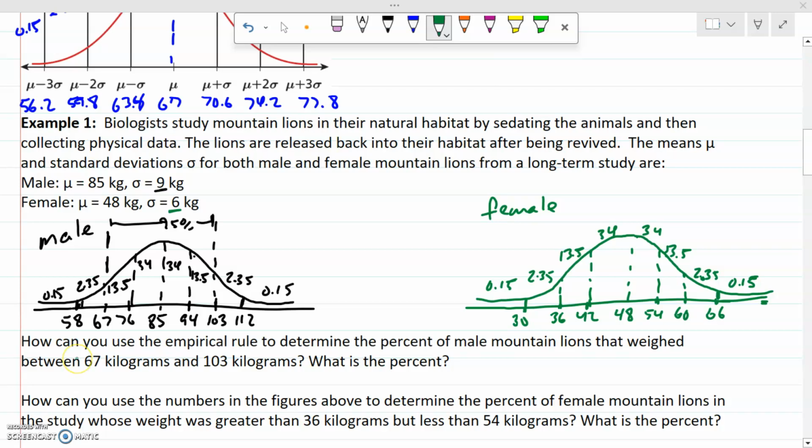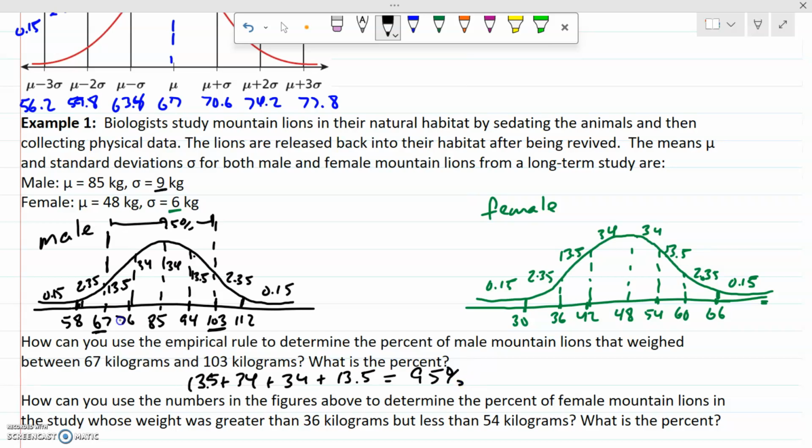First question is asking, how can you use this rule for the male mountain lions to figure out the percentage of lions between 67 and 103. So it's wanting the male ones. 67 is right here, 103 is right here. You can do this two ways. You can add 13.5, 34, 34, and 13.5, or if you're slick enough and understand the top numbers, you know it's 95%. These add up: 13.5 plus 34 plus 34 plus 13.5 winds up being 95%, and that lines up with our markers.